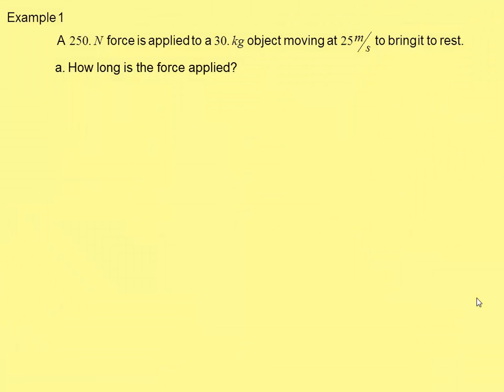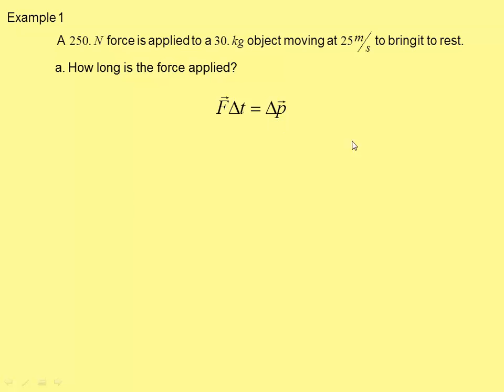Okay, quick little example. Let's say we have a 250 Newton force applied to a 30 kilogram object moving at 25 meters per second to bring it to rest. These are the kinds of problems we've done in the past, except we would do a force diagram, use Newton's second law to find the acceleration, then take that acceleration and use a kinematic equation to figure out things like time. But we don't have to do that. If we think of this applied force as being a collision between what's applying the force and the object, then we can use the impulse change in momentum theorem.